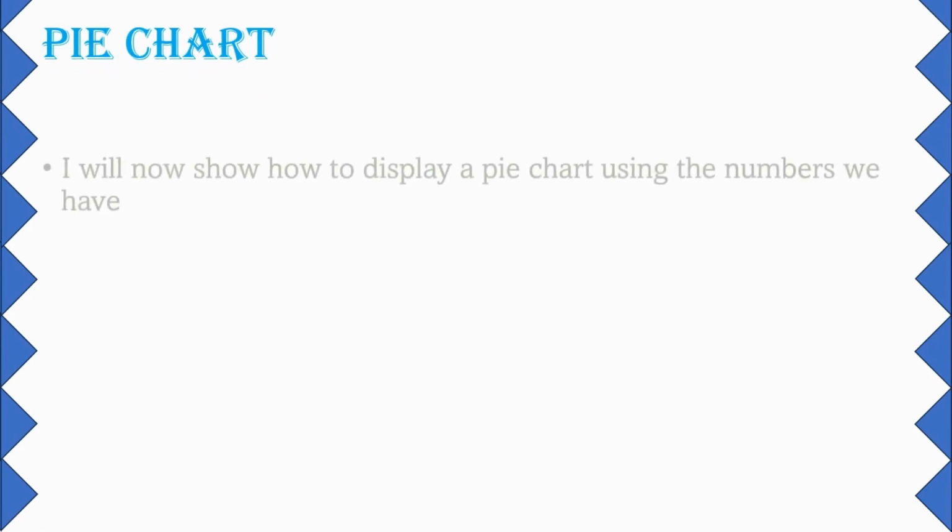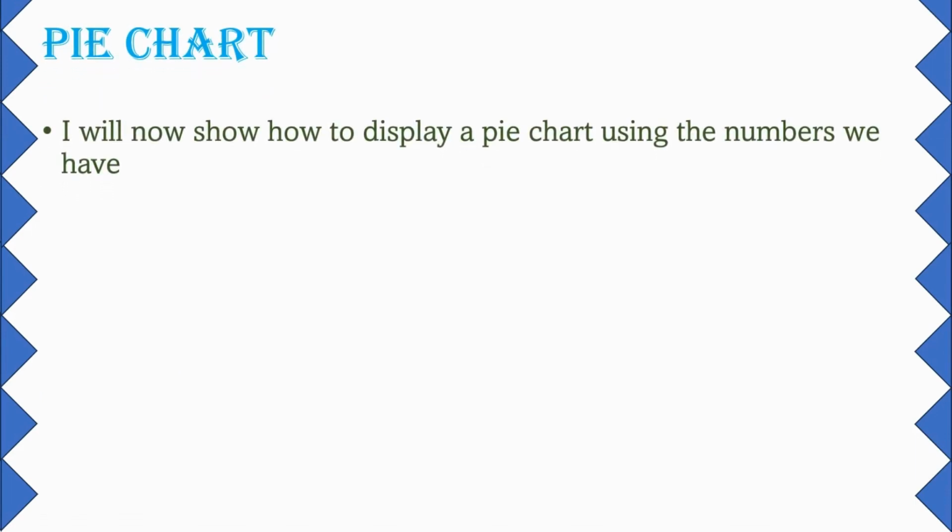Now I will show you how to display a pie chart using the numbers we have. You click on home, insert, and click on the pie emoji. This will give you different options for the pie.